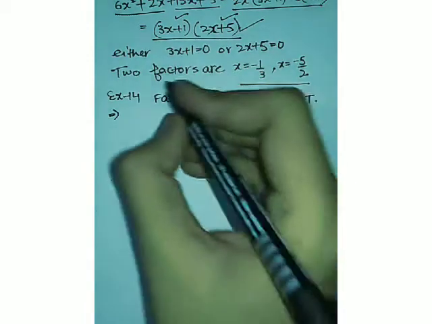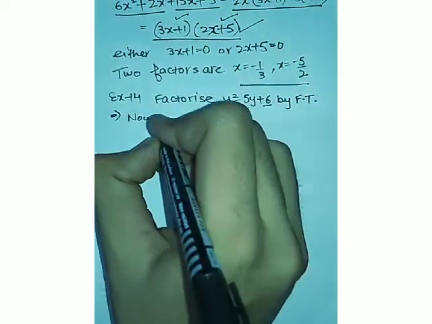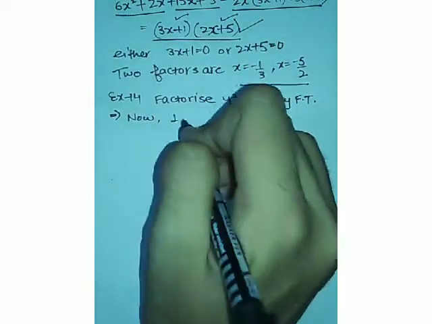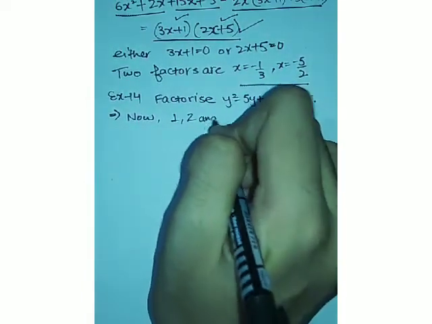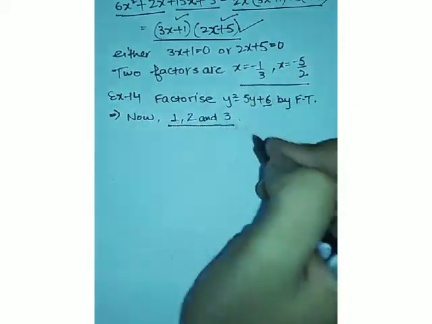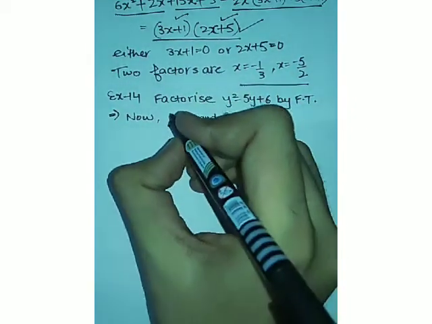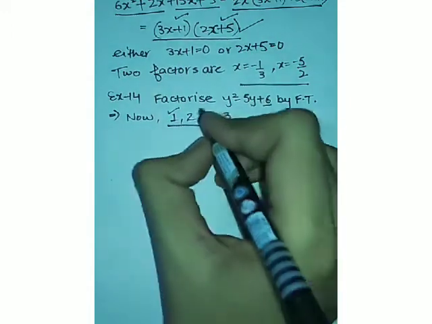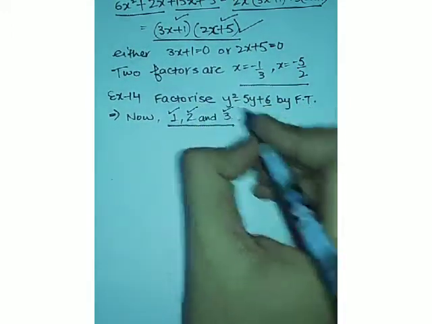Find the factors of 6. Now, what are the factors of 6? 1, 2 and 3, right? And there is no other factor of 6 than these three. All right. Now firstly substitute 1 at the place of y, then substitute 2, then substitute 3.